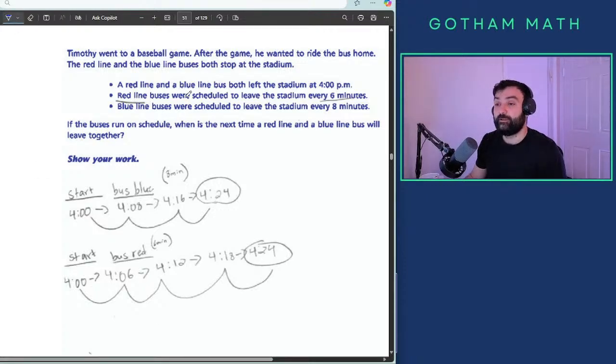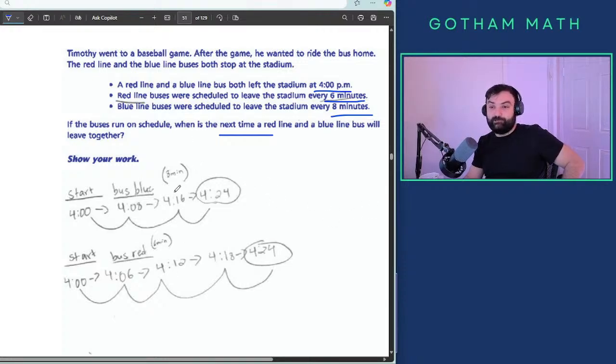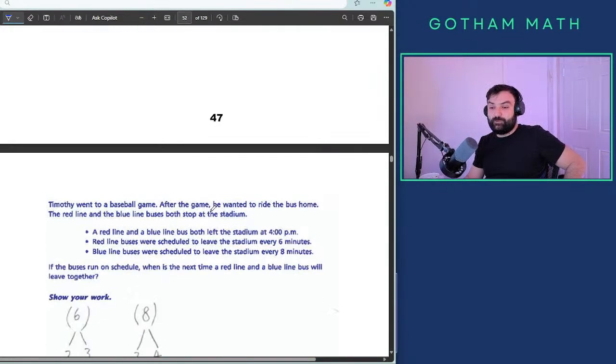So a red line, a blue line, bus at 4 p.m. Red line buses were scheduled to have a stadium every 6 minutes, blue line buses every 8 minutes. So the question is, when they're gonna meet one more time? And you said 48, right? Which is not the closest one, and it's not the next time. Oh, 6 and 8 also have a common multiple, 24. Even though 48, yes, they will, but 24, yeah.